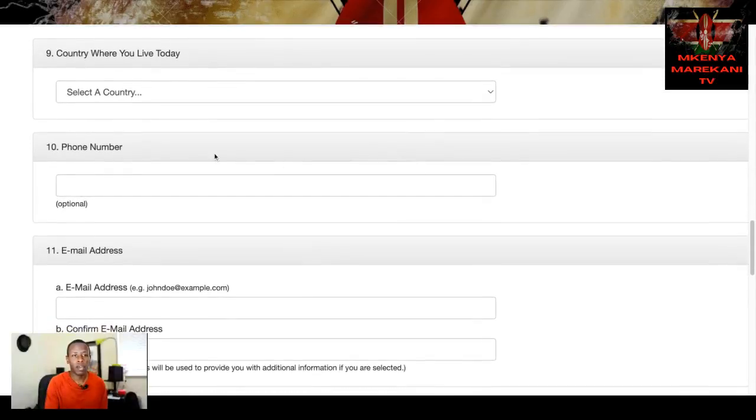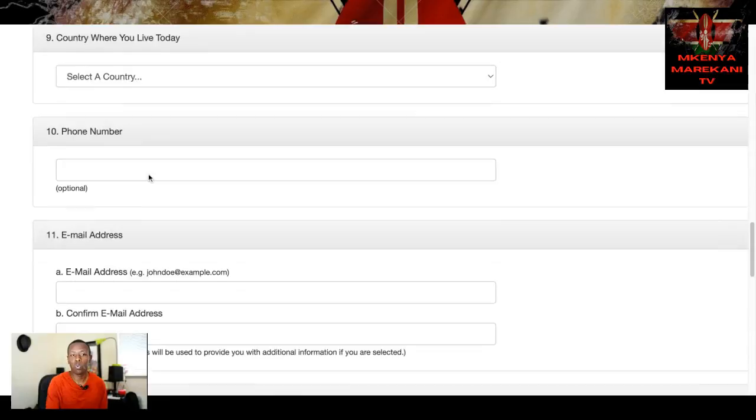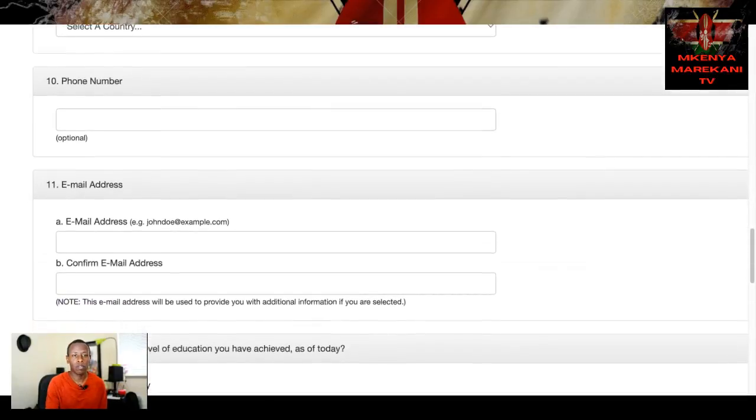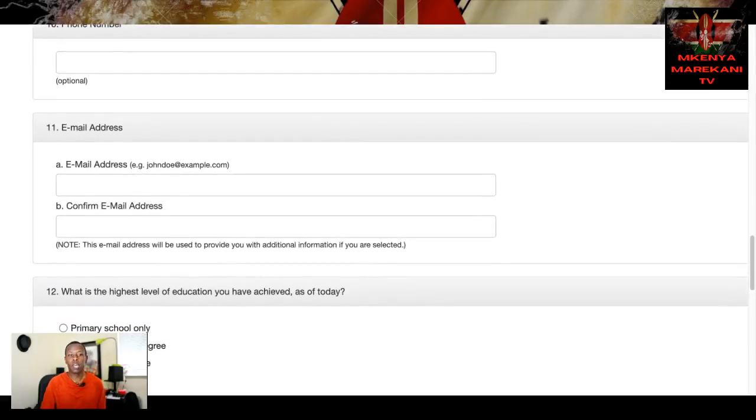Then number 10 is the phone number. They will not call you, that's why it's optional. You don't need to put that. Email address is very, very important. That's why number 11 is the only number that repeats itself. Number 11 says email address. A, email address, e.g. John Doe at example.com. B, it says confirm your email address. Do you know why? Because your confirmation number will be sent to your email address, not to your mailing address. You notice the difference? Yes, that is the major difference.